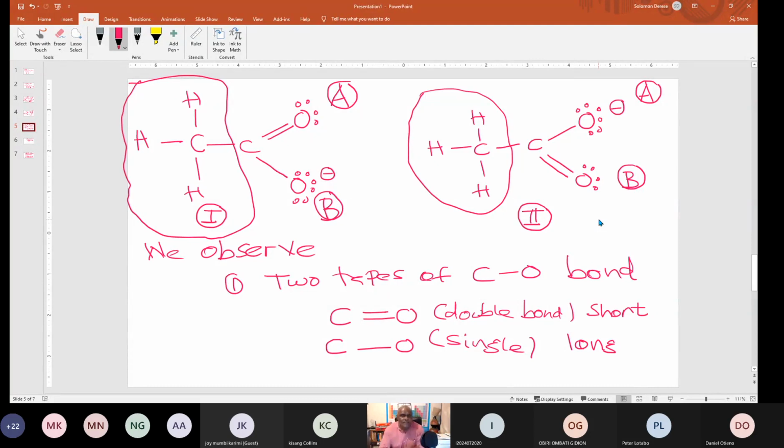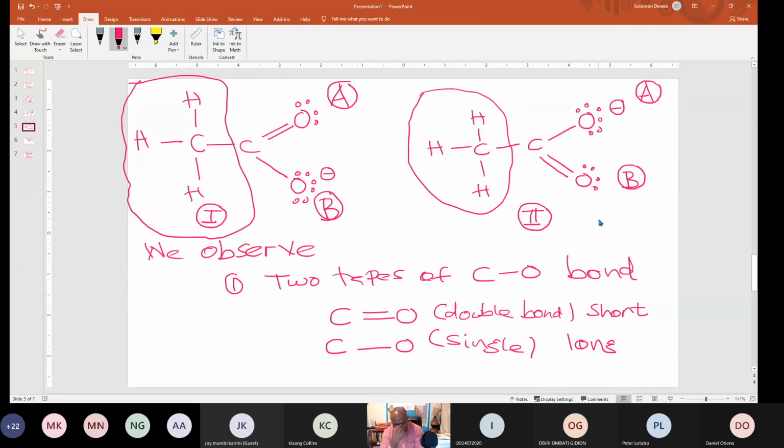So the only way that is possible is if the structure of the acetate ion is neither 1 nor 2, but the average of the two. The composite of the two. So the structure of the acetate ion is neither 1 nor 2, but the composite of the two, the weighted average of the two. Is it okay?